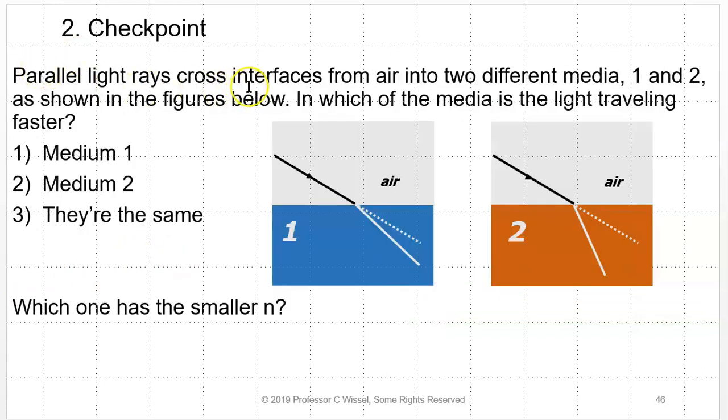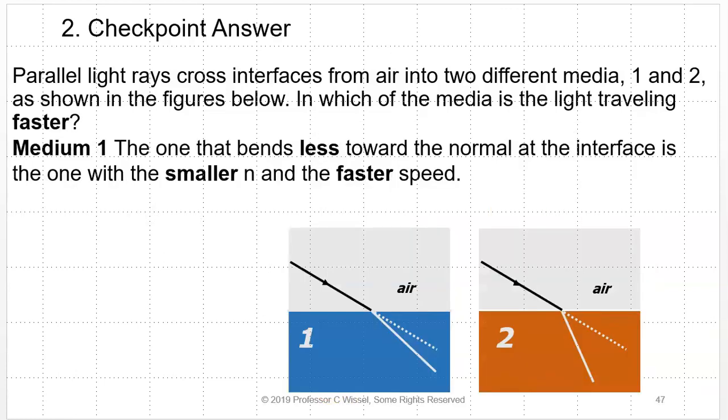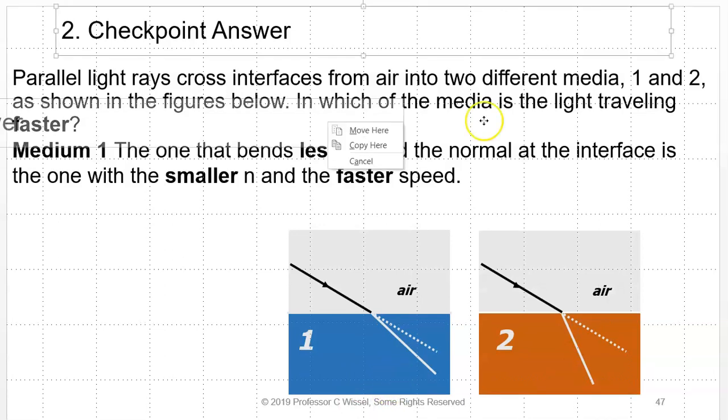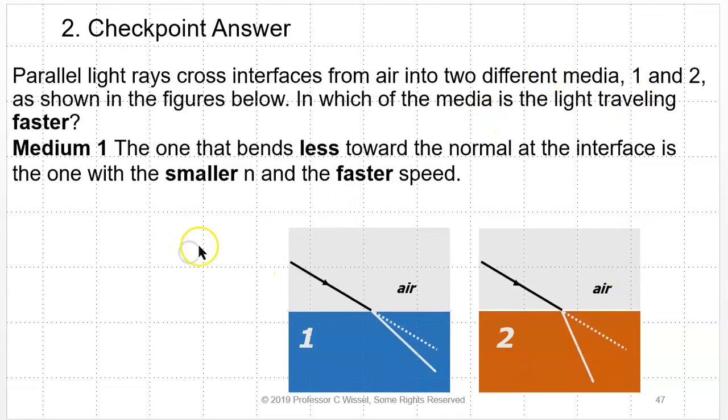Okay, parallel light rays cross interfaces from air into 2 different media, 1 and 2, shown in the figures below. In which of the media outside of the air is the light traveling faster? The light will be traveling faster in the one that's bent further away from the normal, or less toward the normal. And that is medium 1. Remember, it's always relative to the normal, not the surface. So that means it has a smaller index of refraction and the faster speed.